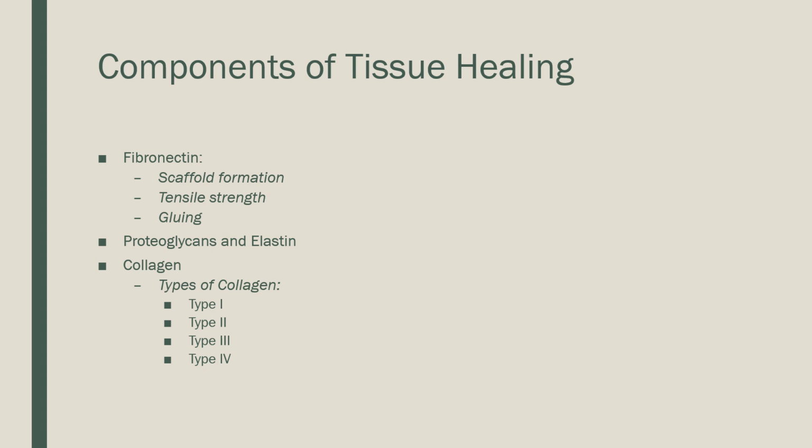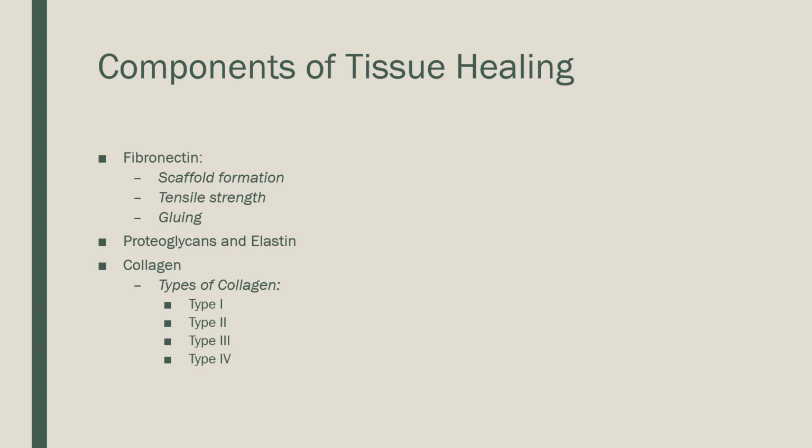Type 2 collagen is found in cartilage, providing structure and support. Type 3 collagen is the first type of collagen to be deposited in wound healing. It is more flexible and less stable than type 1 collagen and is found in tissues like skin and blood vessels. Type 4 collagen forms the basement membrane, which anchors certain cells like epithelial and endothelial cells.